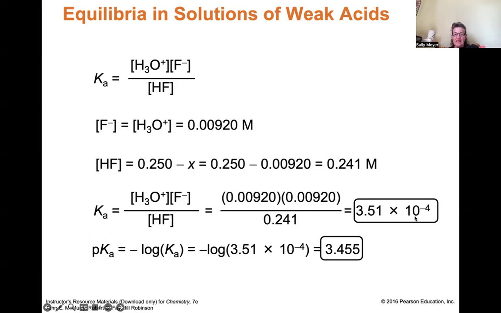And a pKa is just a nice way to not work with those exponents. So just like you take the negative log of the hydronium ion concentration to get the pH, a pKa is the negative log of your Ka value. So the negative log of 3.51 times 10 to the minus 4 gives us a pKa of 3.455.